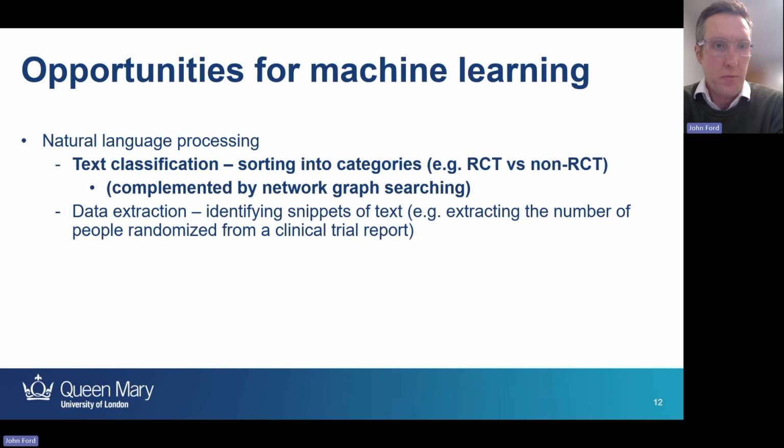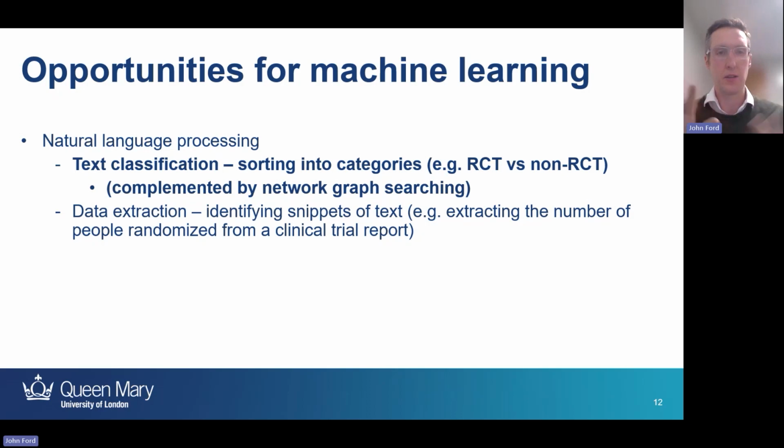So in terms of opportunities for machine learning, there are two main ways. One is text classification. That's essentially sorting articles into categories. So it could be these are randomized controlled trials and these are non-randomized controlled trials. Or it could be these are to do with inequalities or not inequalities.